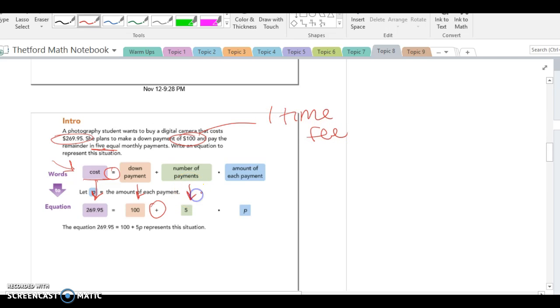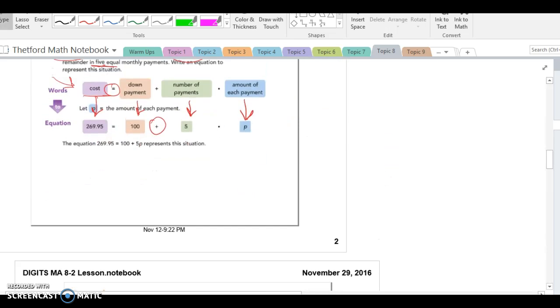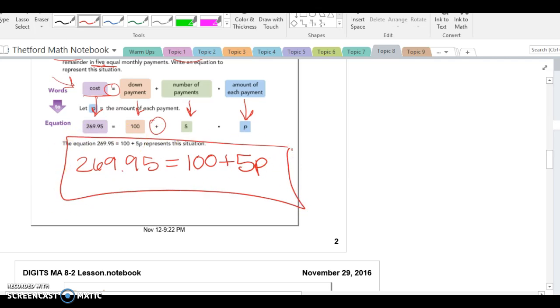Our number of payments, however, is not a one-time fee. We are doing that 5 times. And then we don't know how much each of those payments will actually be. We just know that we're going to do 5 other payments, all of the same amount of money. So when I write this in digits, you would write $269.95 equals my $100 down payment plus 5 payments of some amount. And this is your answer for today. Tomorrow we will be able to go back and actually solve that.